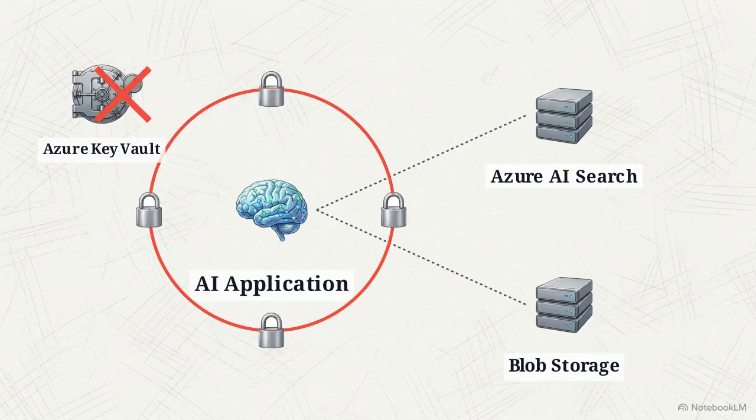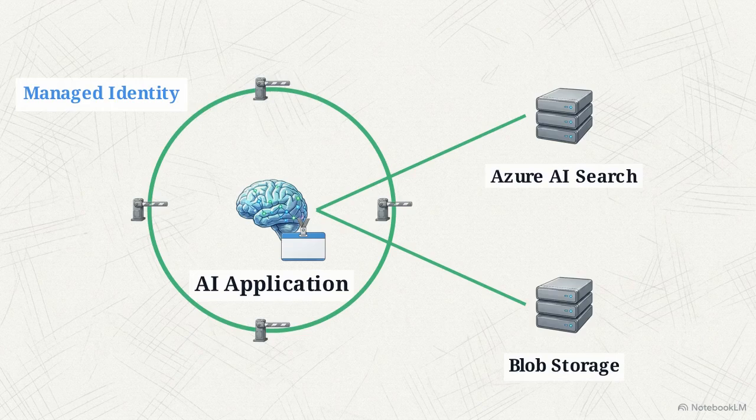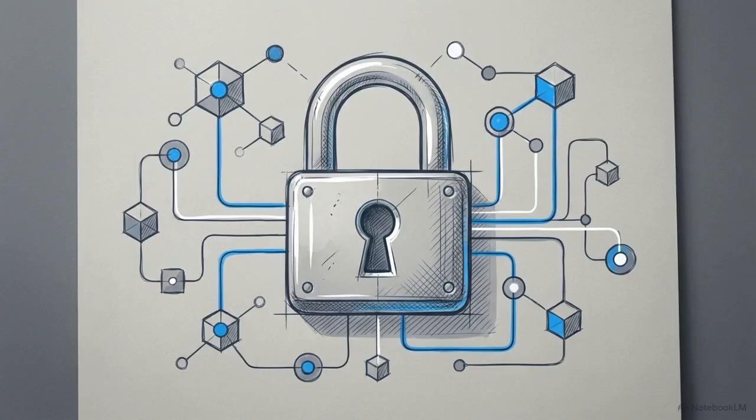You might consider placing an API key inside Azure Key Vault, but that still leaves your application handling a secret. The correct solution is managed identity, assigning role-based permissions directly. Implementing keyless, identity-based authentication is the required starting point for securing enterprise AI workloads in the Azure ecosystem.